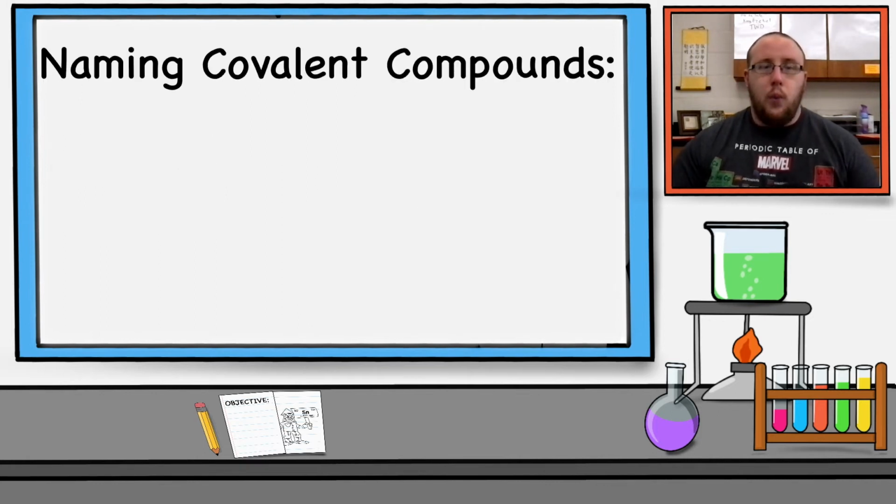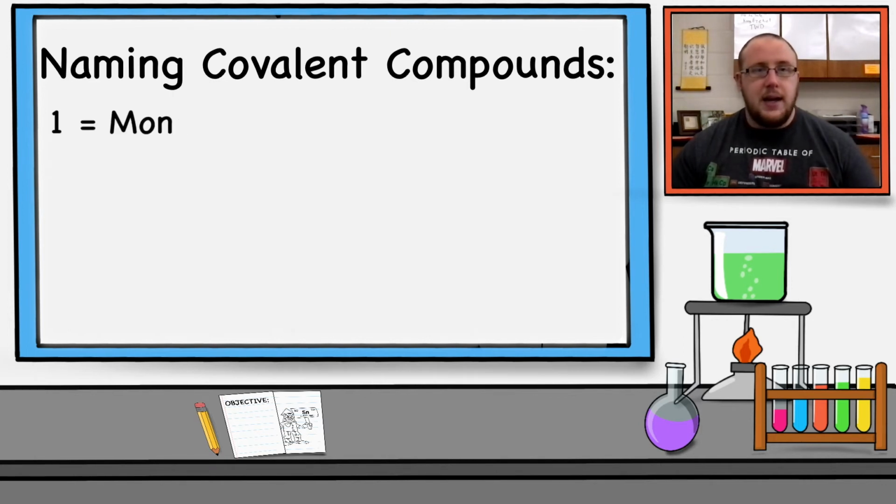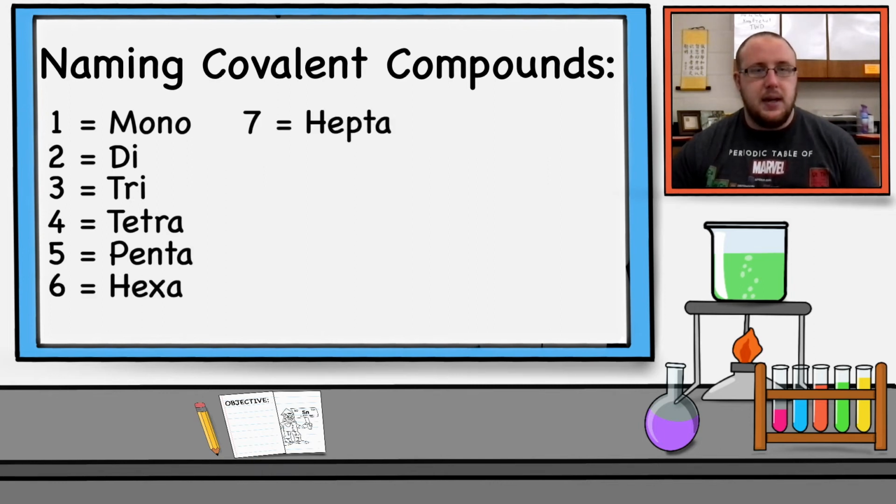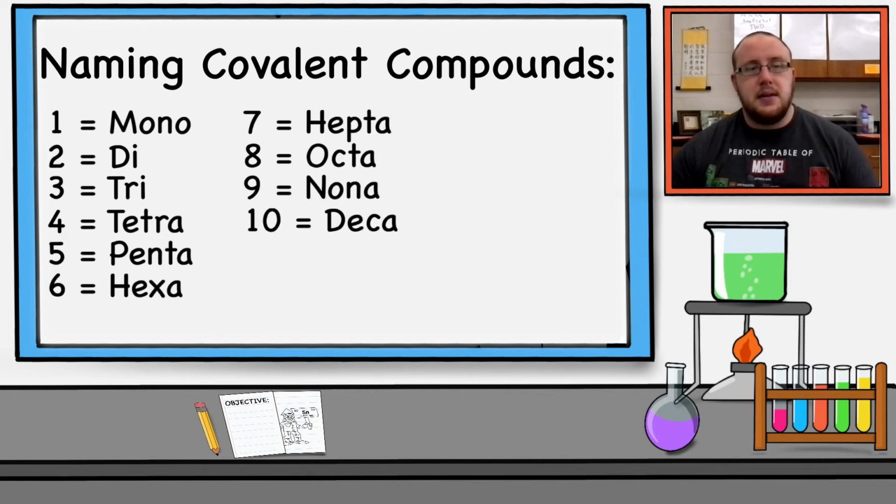Now, when naming covalent compounds, we're going to use prefixes to tell us how many of each atom there are. Here's going to be a list of the first 10 prefixes. If an atom has one of itself, we're going to use the prefix mono. If it has 2, then we're going to use di. 3, tri. 4, tetra. 5, penta. 6, hexa. 7, hepta. 8, octa. 9, nona. And 10, deca.